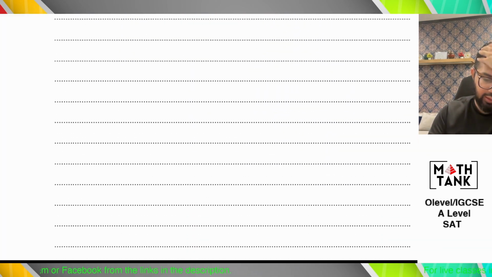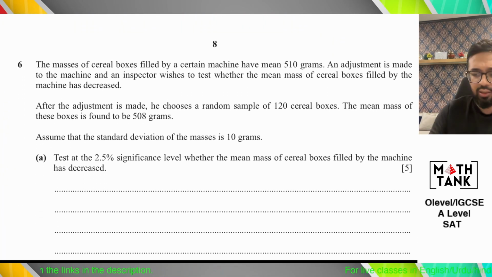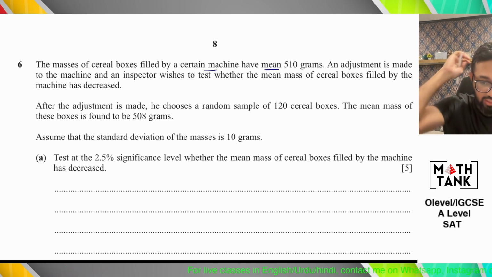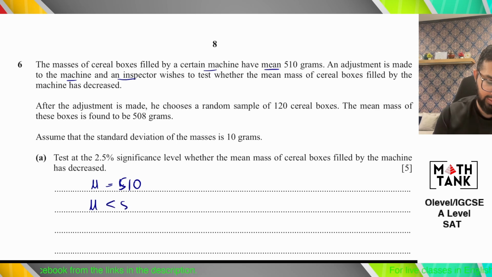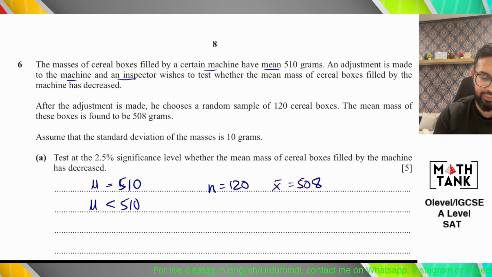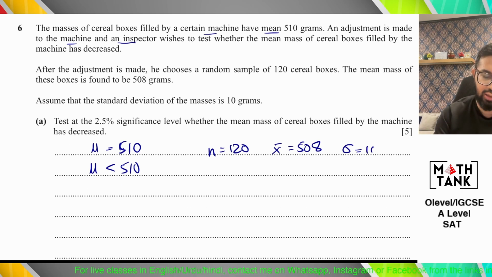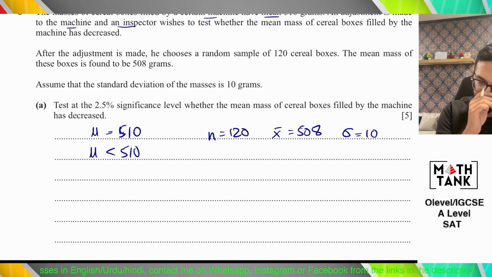Then question 6. The masses of cereal boxes filled by a certain machine have mean 510 grams. An adjustment is made to the machine, and an inspector wishes to test whether the mean mass of cereal boxes filled by the machine has decreased. So the mean is 510, and I want to test that the mean has decreased. After the adjustment, he chooses 120 boxes and X bar is found to be 508. Assume that the standard deviation is 10. Test at the 2.5% level whether the mean mass has decreased.